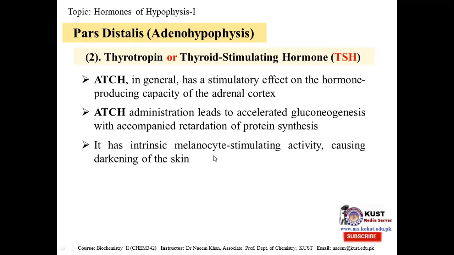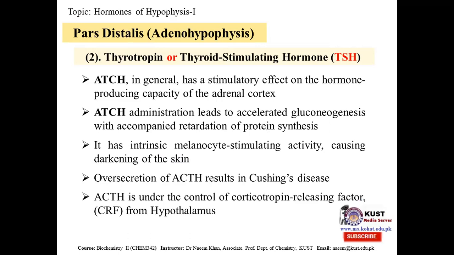It has intrinsic melanocyte stimulating activity, and this causes darkening of skin. With a high concentration of this hormone, the skin becomes dark because of its intrinsic melanocyte stimulating activity. Over-secretion of ACTH results in Cushing's disease, and its release is under the control of corticotropin releasing factor, which is also released from the hypothalamus.